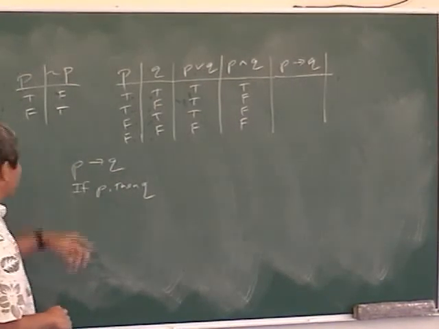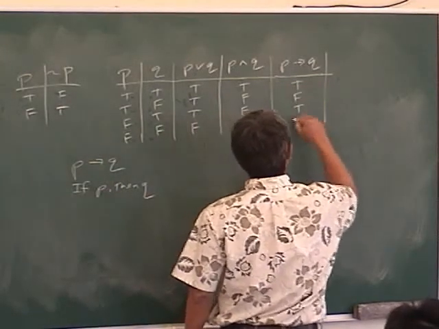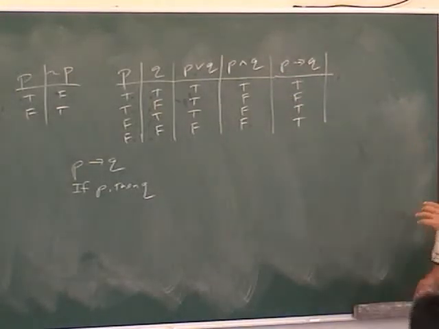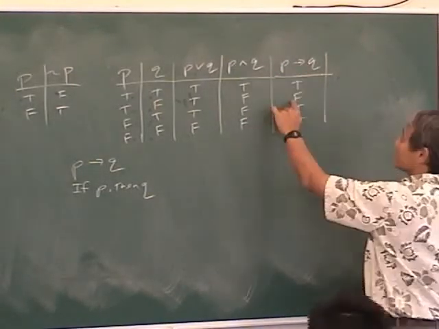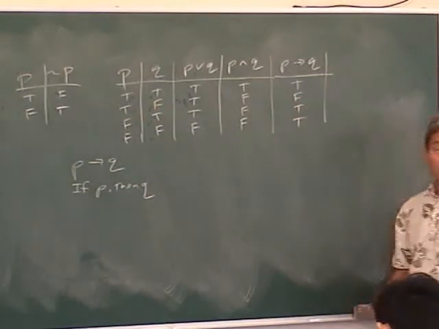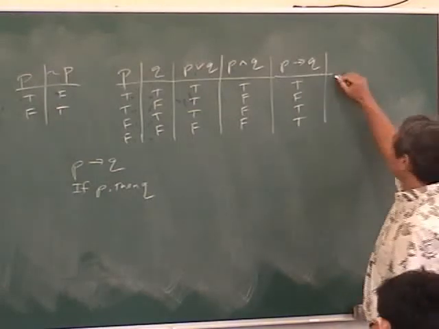Now, what is the truth table for the conditional statement going to be? It's true, false, true, true. The only time a conditional statement is false, and this is important, is when the first part is true and the second part is false. It's true in every other case.